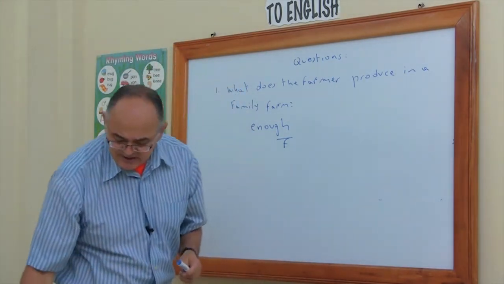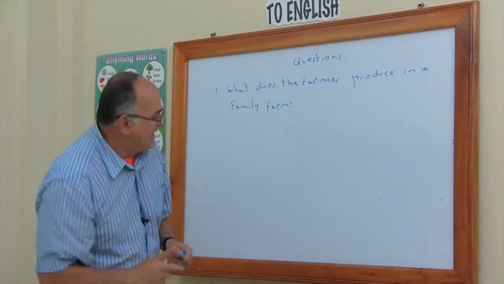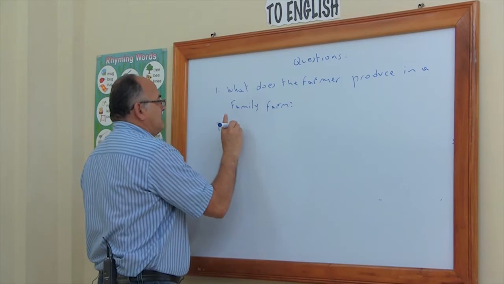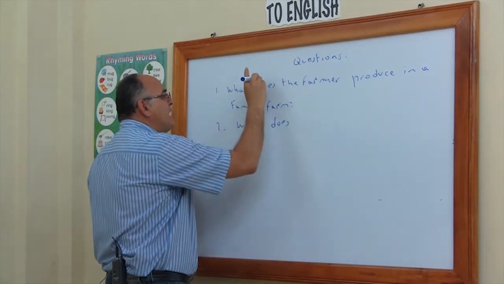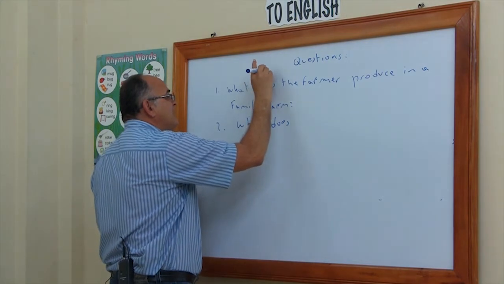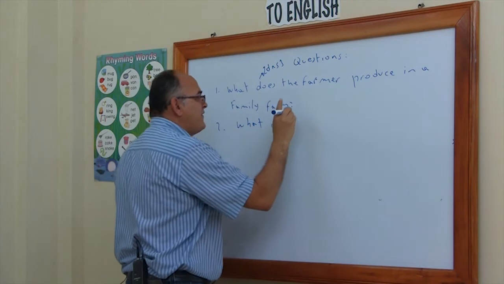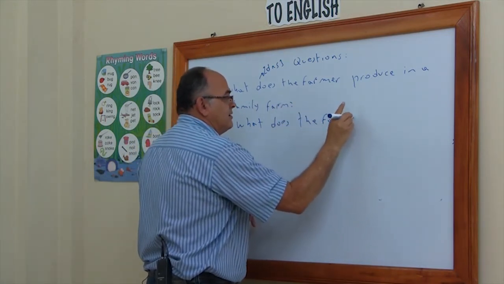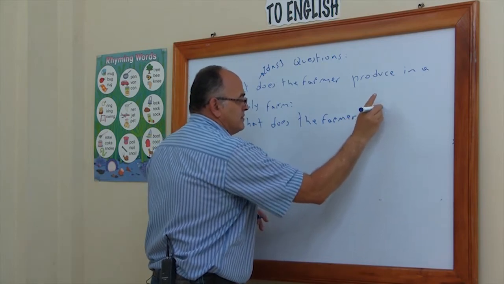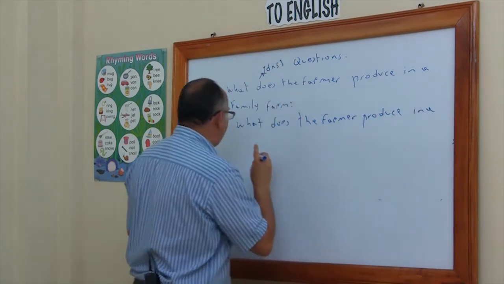The second question is, what does the farmer produce in a commercial farm? Remember to pronounce does like does, right?